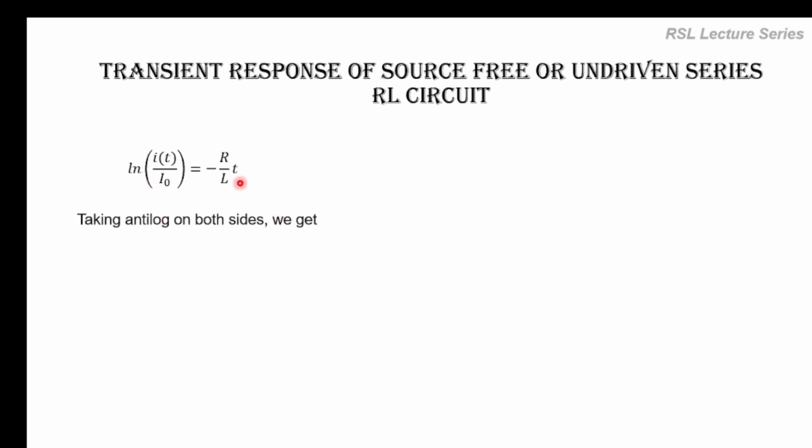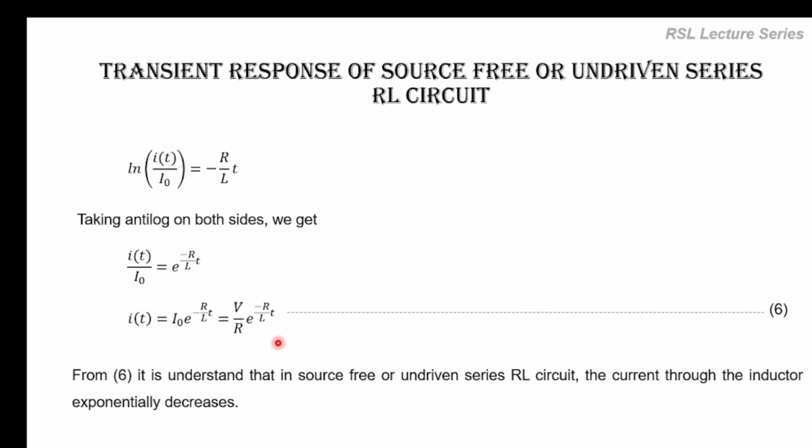Now taking anti-log on both sides, the ln will get cancelled and this term will come in the power of e. So I of t by I naught is equal to e power minus R by L into t. Now I of t is equal to I naught into e power minus R by L into t, that is equal to V by R e power minus R by L into t. So this is the required equation.